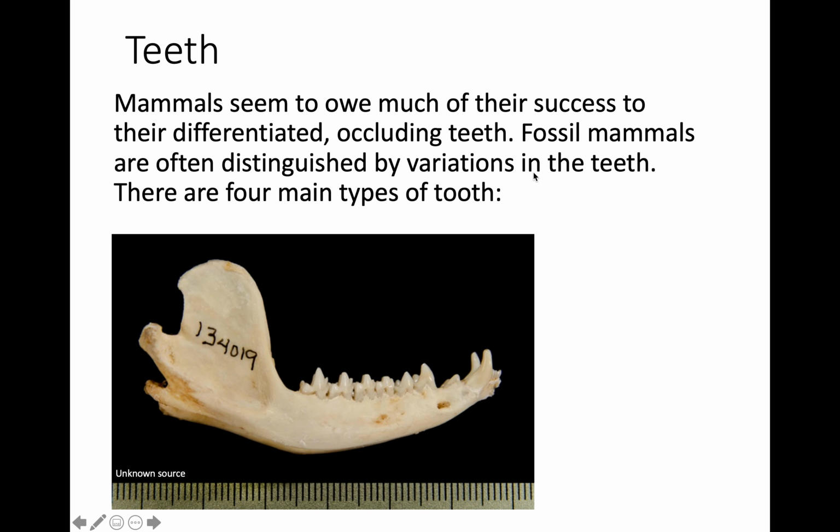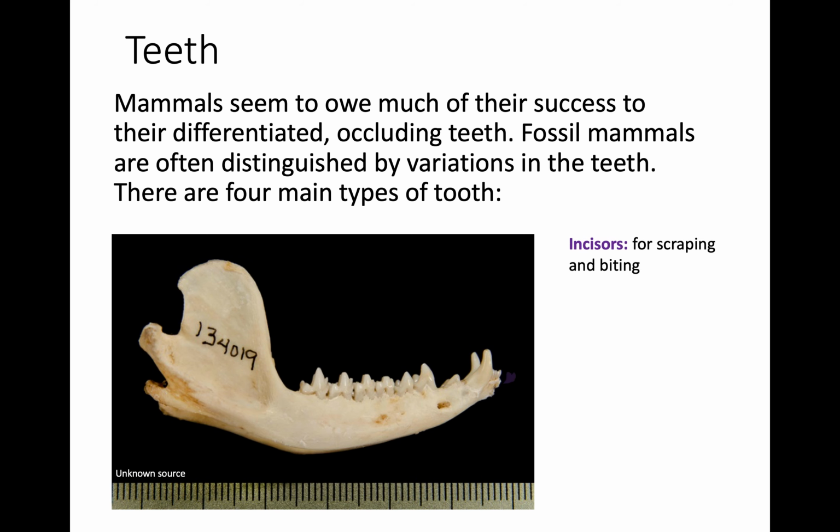All right, so let's talk about teeth. Mammals owe a lot of their success to the differentiated occluding, meaning touching, teeth. One of the greatest things about mammal teeth for paleontologists is that they're all extremely specific to each taxa. So a lot of the times we can tell different species just by a singular tooth. Now there's 4 main types of teeth, including you. You have the same 4 types of teeth.